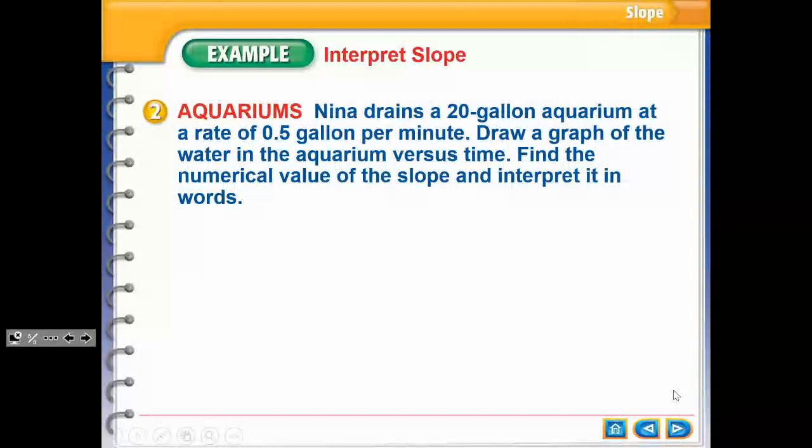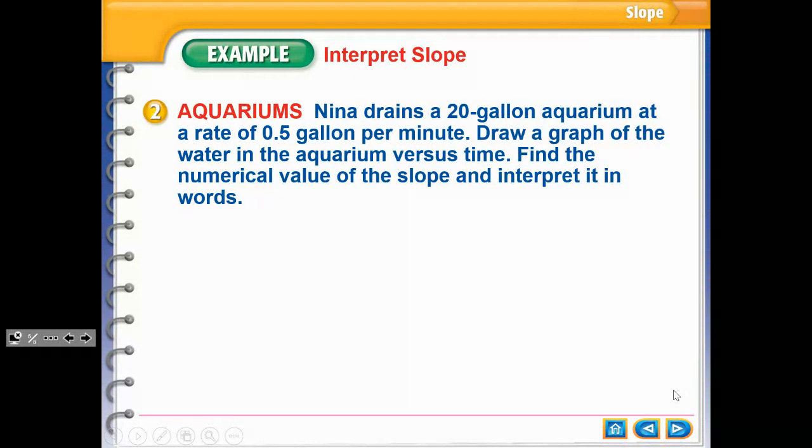All right, pause if you want to read it on your own, otherwise I'll read it for you. Nina drains a 20-gallon aquarium at a rate of 0.5 of a gallon per minute. Draw a graph of the water in the aquarium versus the time. Then find the numerical value of the slope and interpret what it means in words.